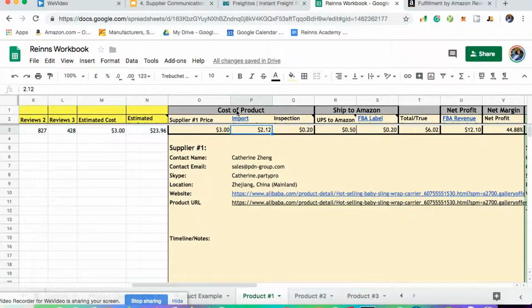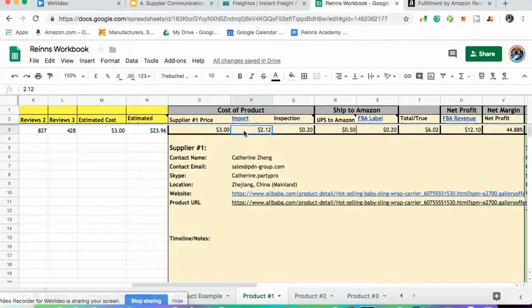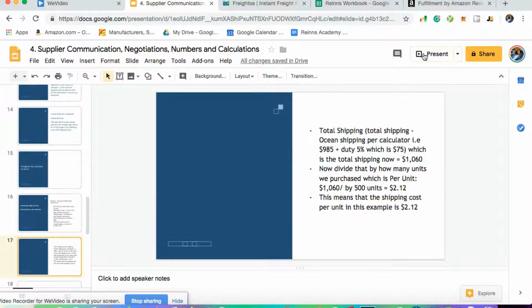Now, we have found out the cost of product, which is literally the price of the good per unit. We've worked out the importing cost and everything. We've included everything. We also have the inspection service, and I've told you how you can estimate that. So we literally just highlight this, and it will give us the sum, which is 5.32. That is the total cost of goods. Of course, we have the shipping to Amazon and all this. Once we have that, at least now we are able to make monumental steps. So get that, guys. Let me go to the next slide.